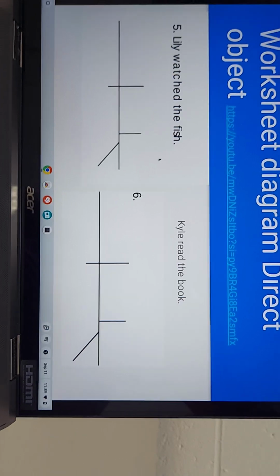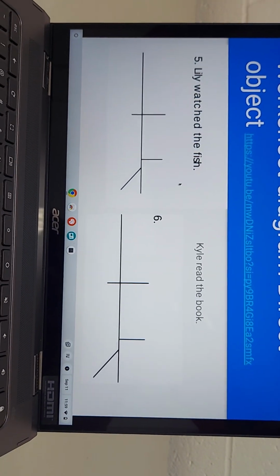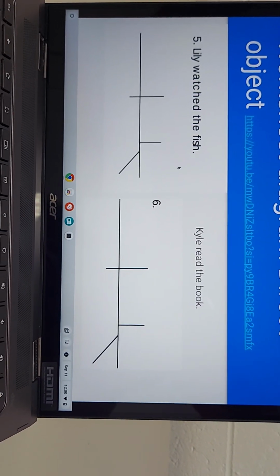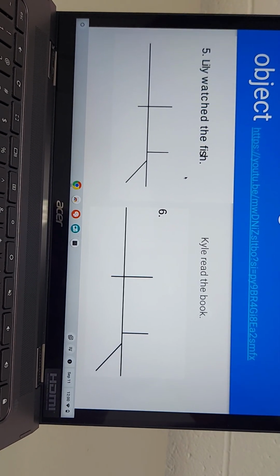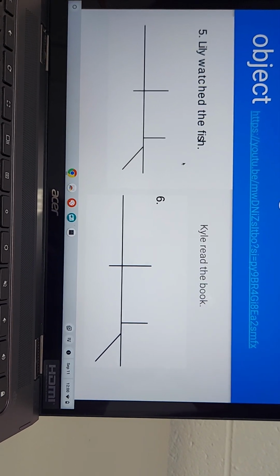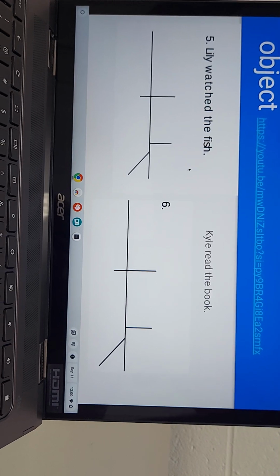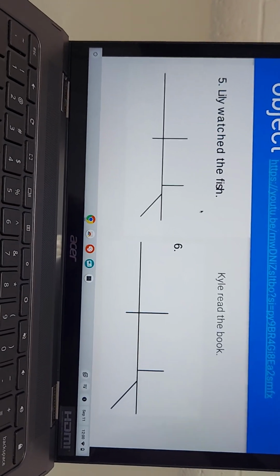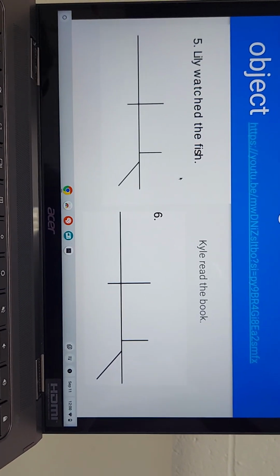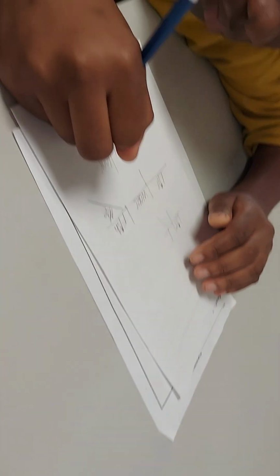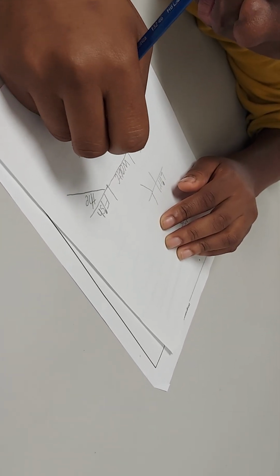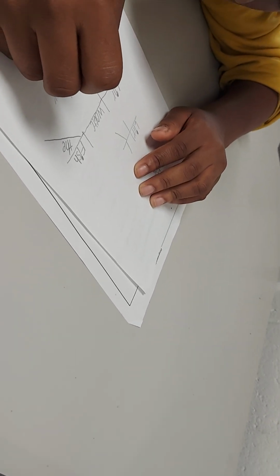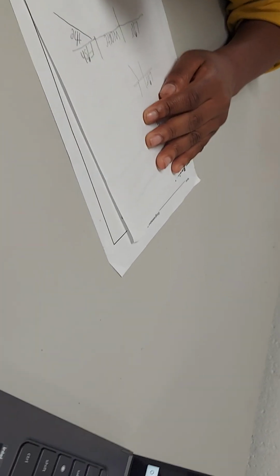Okay, read. Where is read going to go? Yeah, second line. And what's the next one, the direct object? Where is that going to go? Book. Okay, so where is that word going to go? Book. And then the word the. Where is the word the going to go? Okay, go ahead. All right, thank you so much.